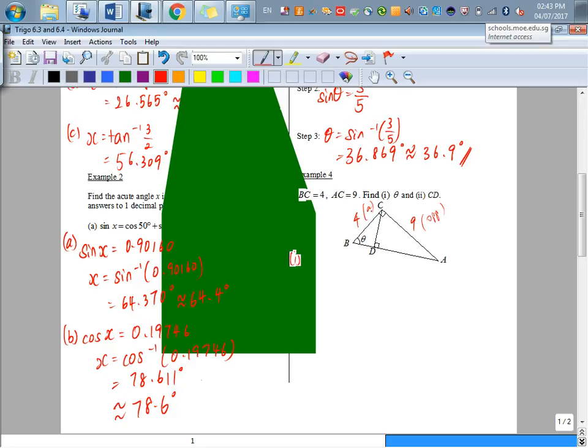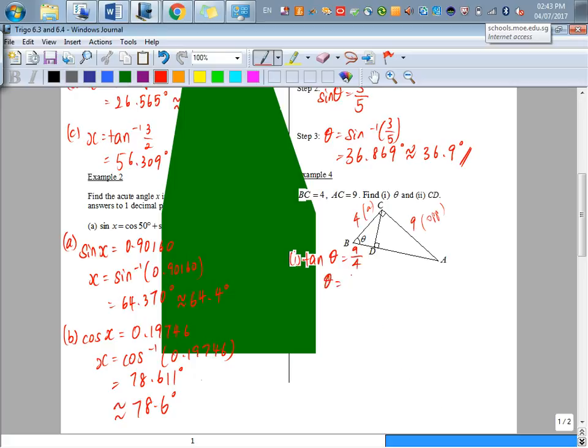What do we have already? We have opposite and adjacent. So what should we use? What do we always say to help us remember? Toa Castle, right? So tangent. Tangent theta equals opposite, which is 9, over adjacent, which is 4.